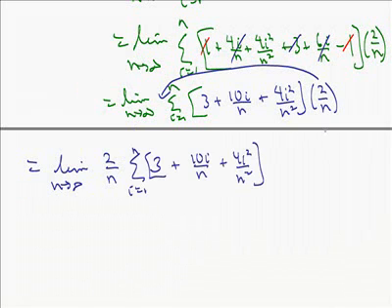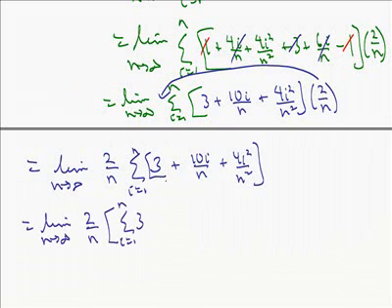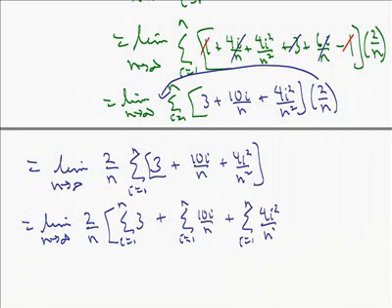Okay, now what we can do here is we can split this Riemann sum up with the properties that are in your book on page 357. The sum of two things, well, we can split those up. So we have the limit as n goes to infinity of 2 over n times the sum i goes from 1 to n of 3 plus the sum i goes from 1 to n of 10i over n plus the sum i goes from 1 to n of 4i squared over n squared. Okay, so all we did is we just added those things up separately.